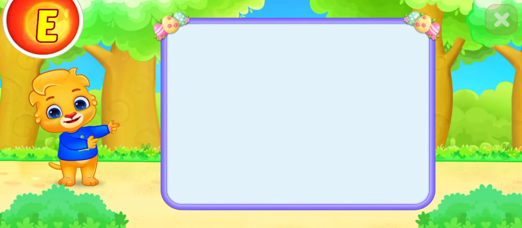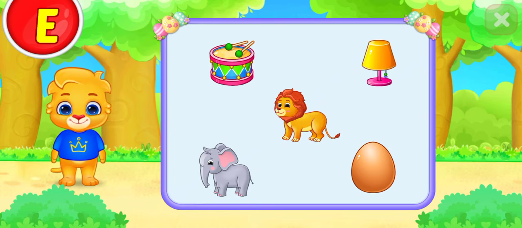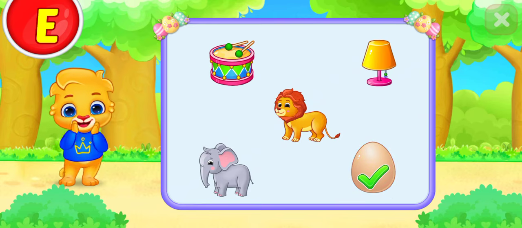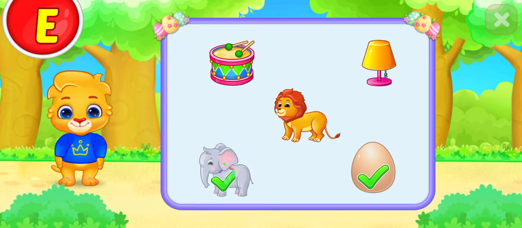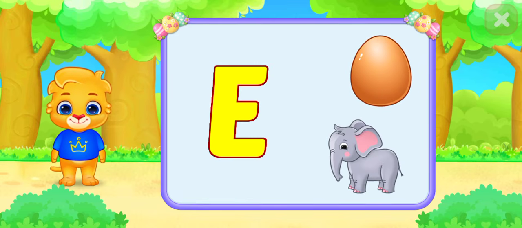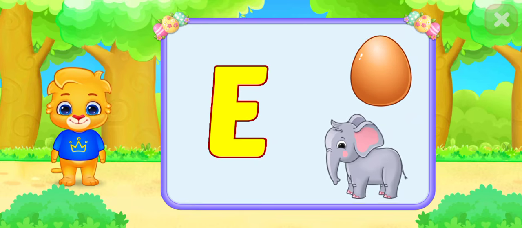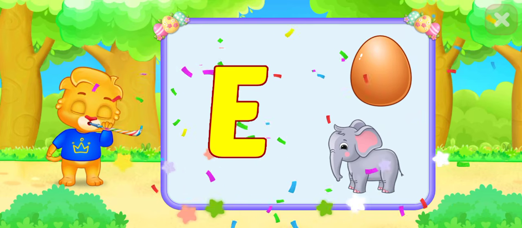Tap the picture that starts with letter E. E is for egg. E is for elephant. Well done.